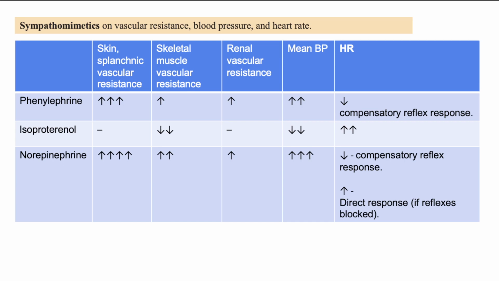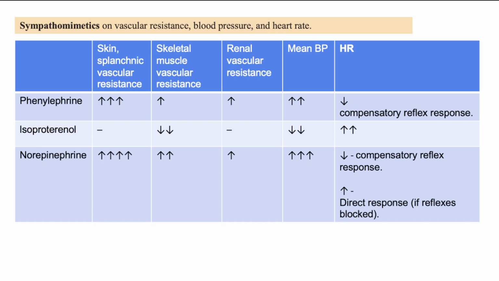What happens with respect to norepinephrine? Norepinephrine will increase both skeletal as well as skin and splanchnic vascular resistance. There will be increase in the renal vascular resistance, the mean blood pressure will shoot up, and initially there will be reduction in the heart rate due to the compensatory reflex responses. But afterwards, if the reflex is blocked with the help of a ganglionic blocker or antimuscarinic agent, there will be direct stimulation of beta 1 leading to tachycardia.